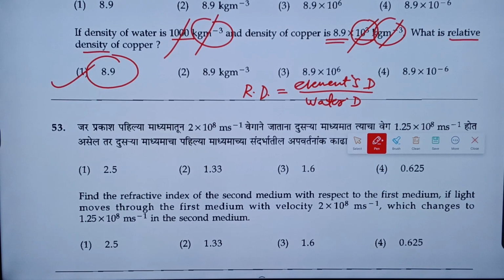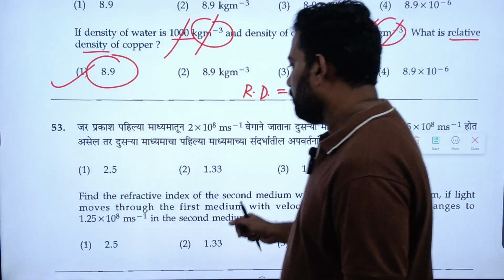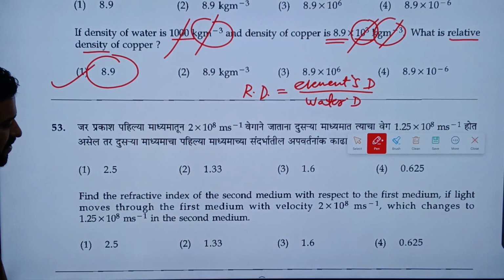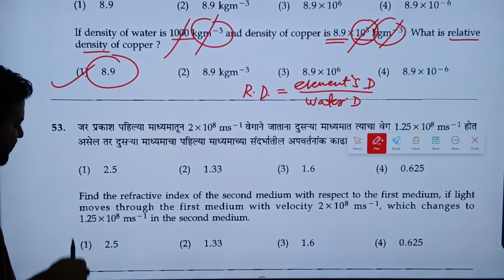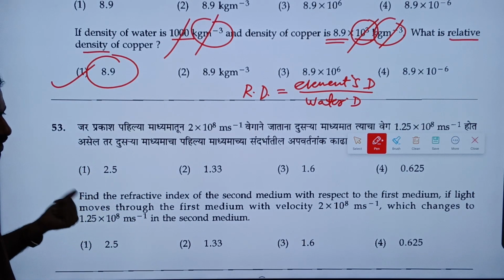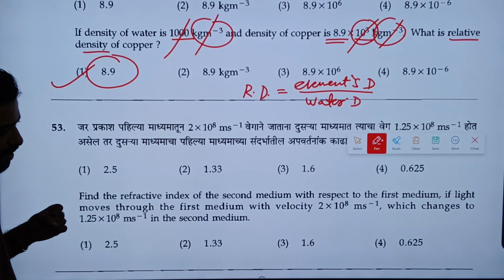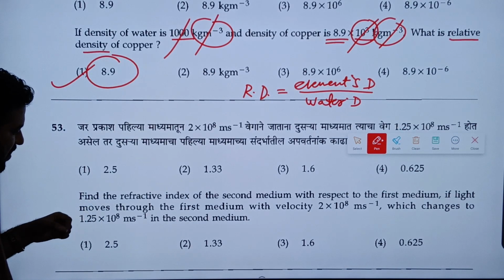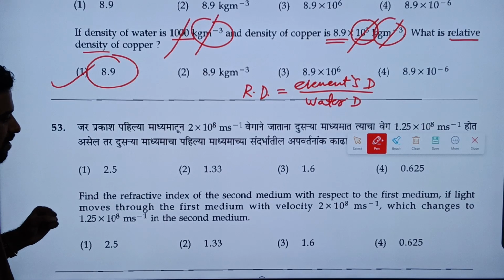Again, it's from physics, chapter light energy. Find the refractive index of the second medium with respect to the first medium. If light moves through the first medium with velocity 2 into 10 raised to 8 meter per second, which changes to 1.25 into 10 raised to 8 meter per second.